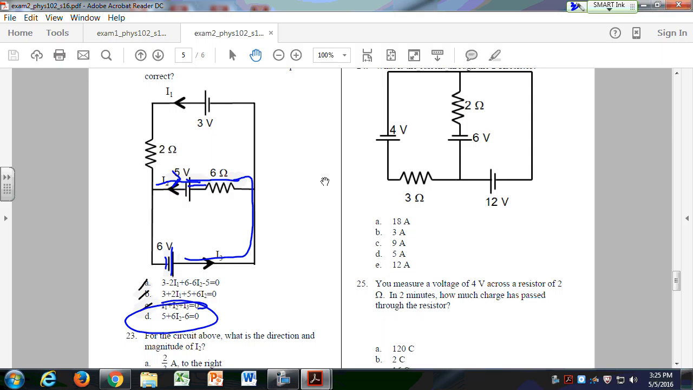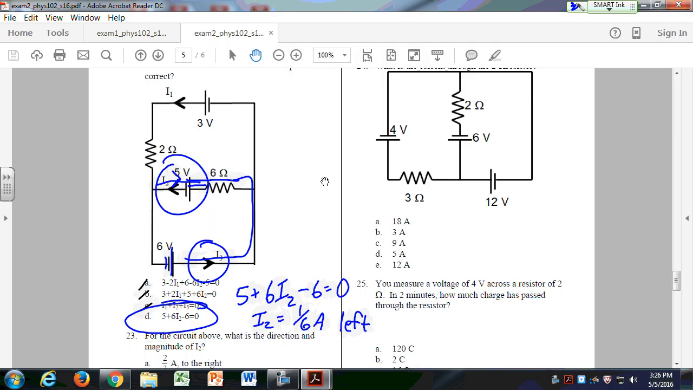And then for the next question, it asks, what is the direction and magnitude of I2? Well, if you got this one right, then the next one was super easy because I've already given you the equation. You just say 5 plus 6i2 minus 6 equals 0 and solve for I2. So I get I2 equals 6 minus 5 over 6, 1/6 amps. Since it's positive, it's going to be to the right. Oh wait, no, I2 to the left.